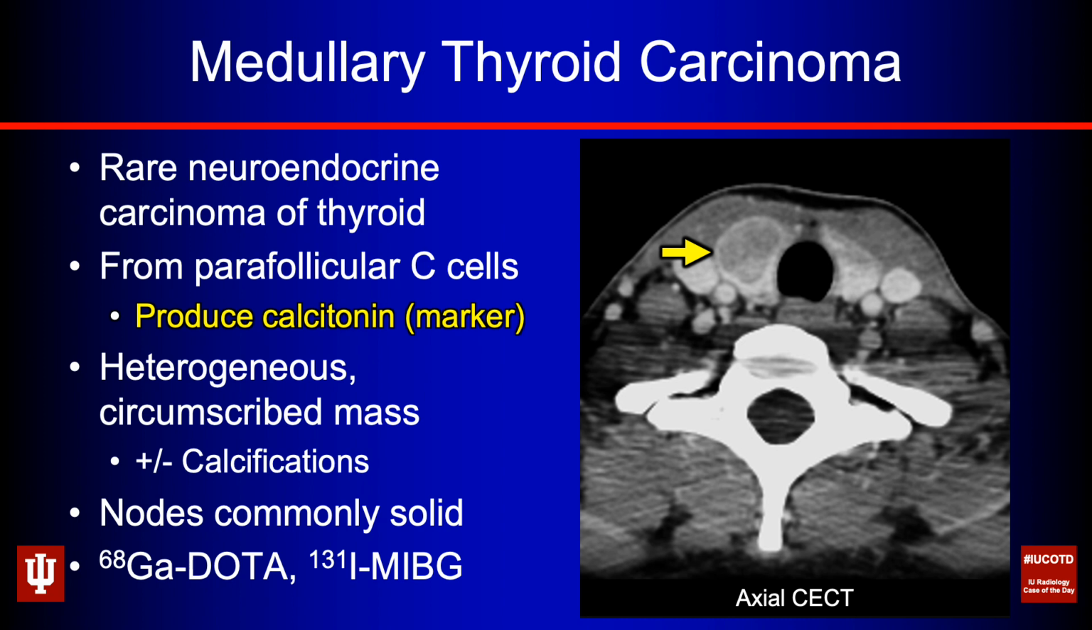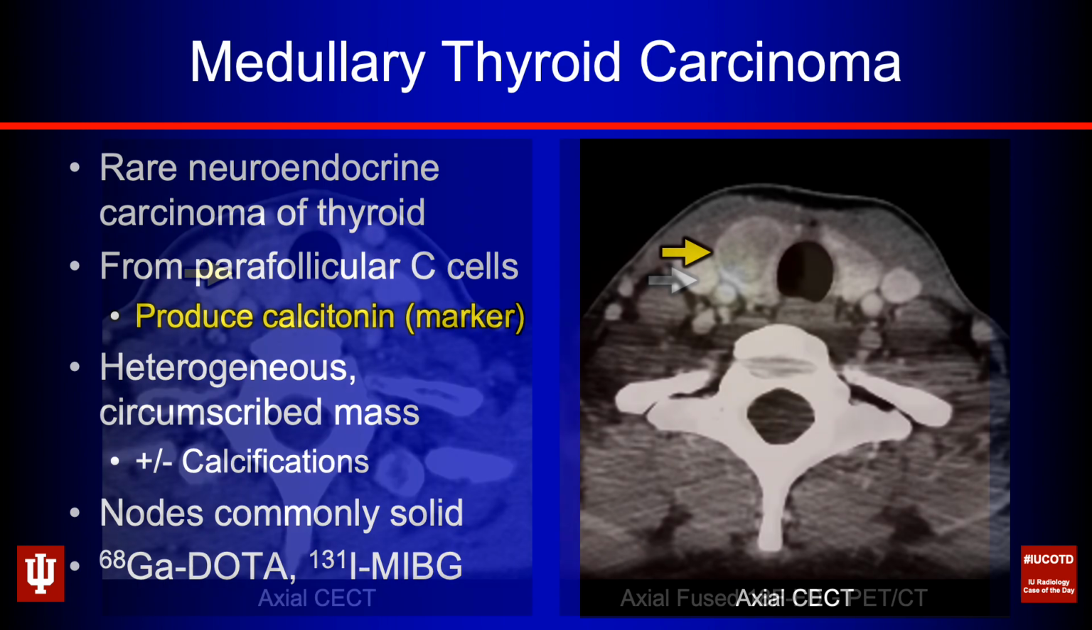This is also an area, because it's a neuroendocrine carcinoma, in which some of the fancy nuclear medicine agents may play a role, things like dotatate or MIBG. And I really think DOTA, at least at our shop, and I know at a lot of academic centers, has really sort of supplanted MIBG just because of the fact you can get such nice images with DOTA.